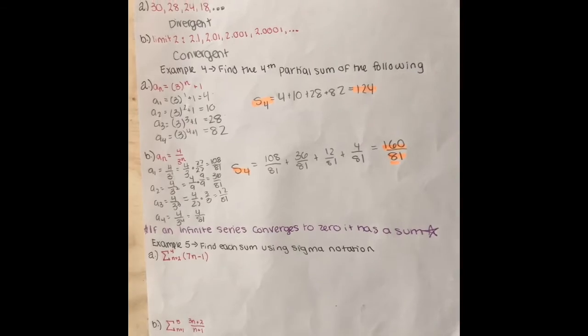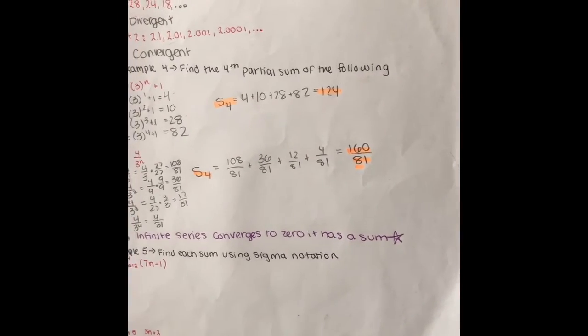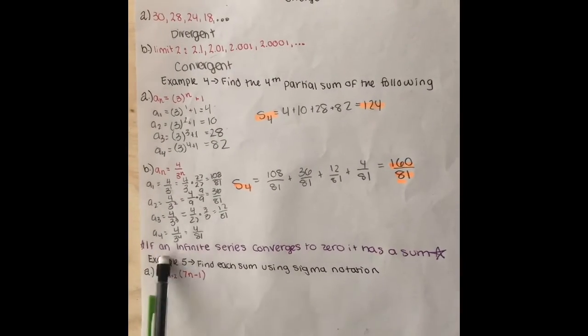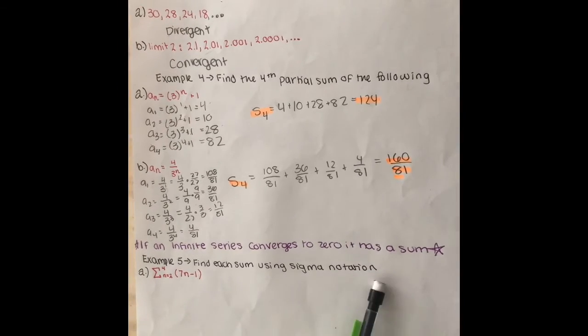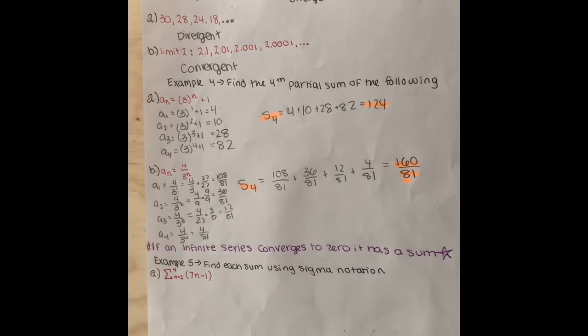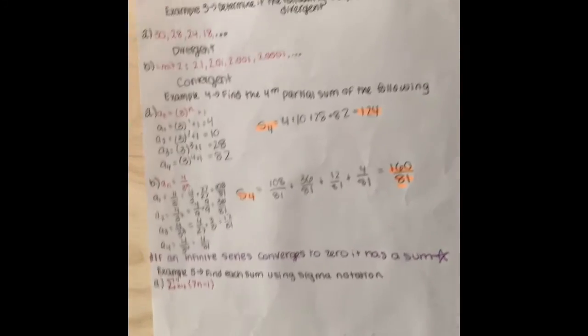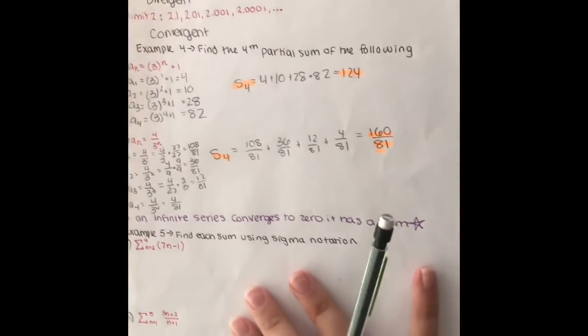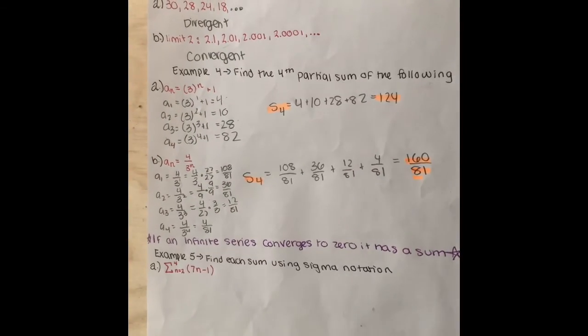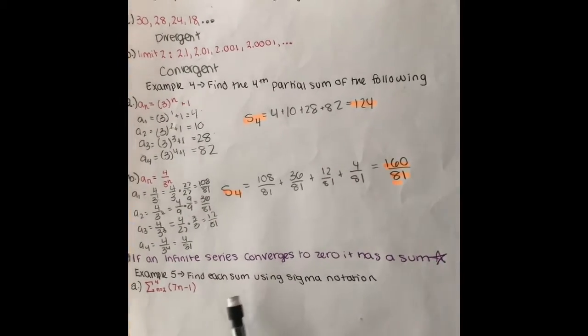And here's just a little tidbit of information to remember: if an infinite series converges to 0, it has a sum. Okay, so next one, for example 5, these are the last few questions that we're going to do. We're using sigma notation to find each sum.